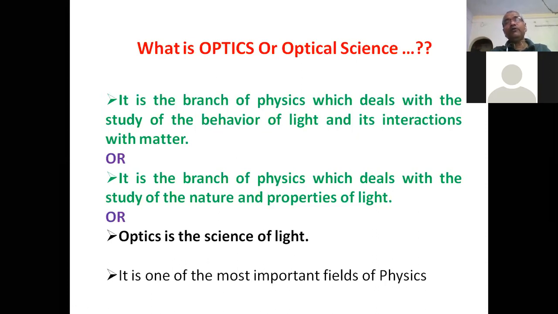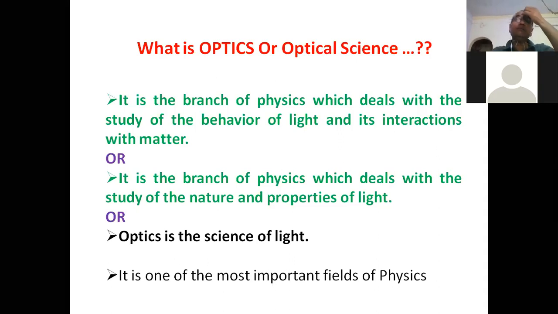So what do you mean by behavior of light? How the light behaves, how the light travels, what are the different phenomena related with the light. So this is the behavior of light and its interaction with matter. So what do you mean by interaction with matter? Now we cannot see the object as long as the light falls on it. So when light falls on an object, the light is reflected from the object and it enters into our eyes and our eyes detects these objects. So this is called as the interaction of light with the matter. So when light is incident on some matter, it becomes visible.